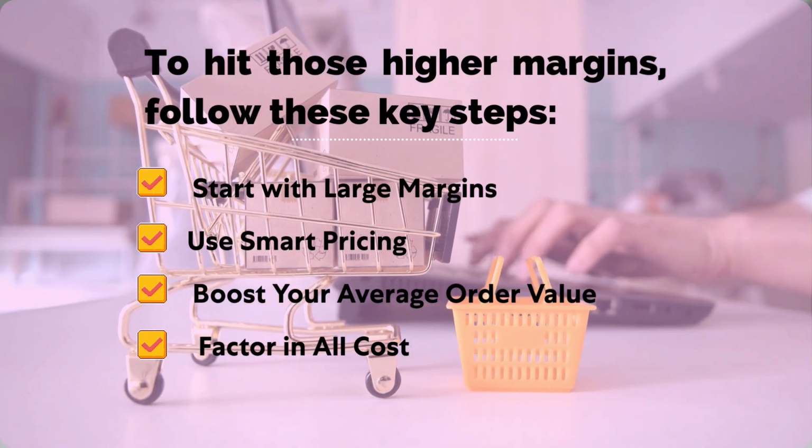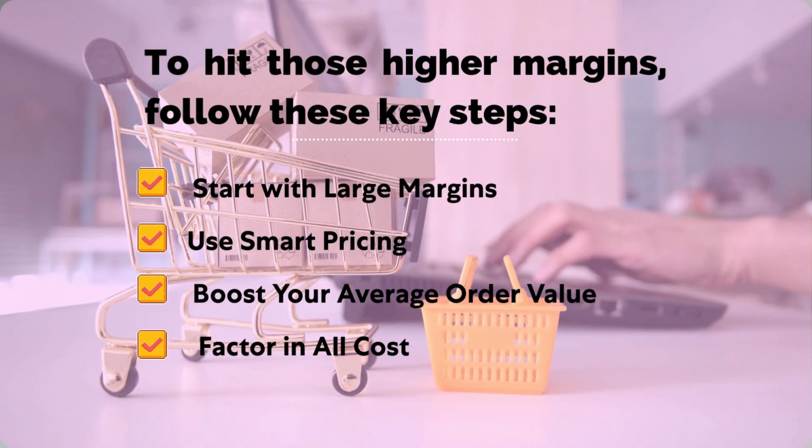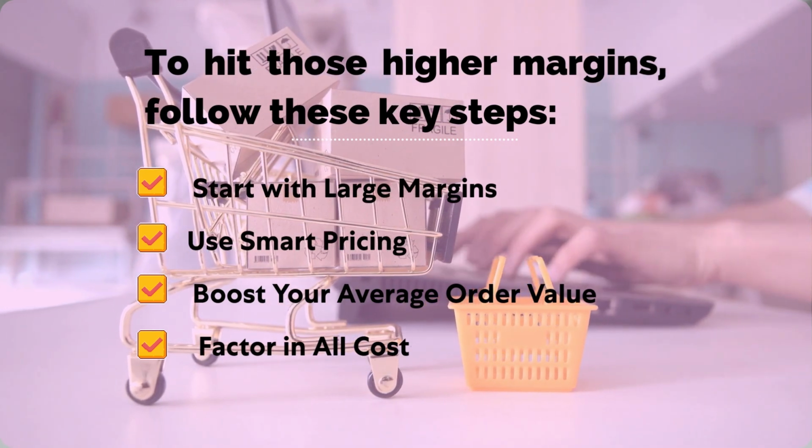Key step 4. Factor in all costs. Include product cost, platform fees, like Shopify or eBay, payment processing, and ad spend before setting your selling price.